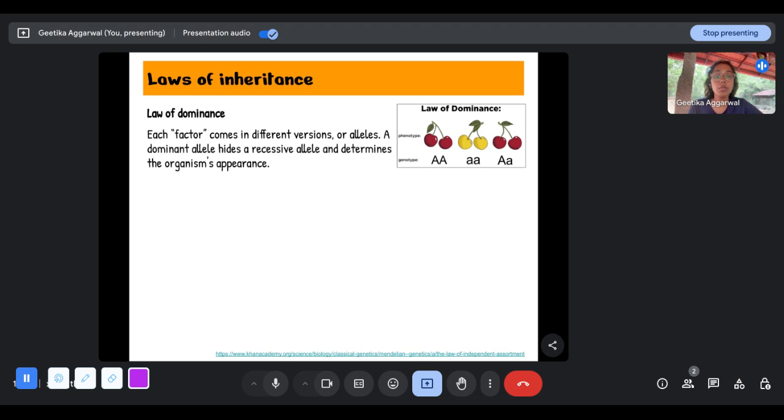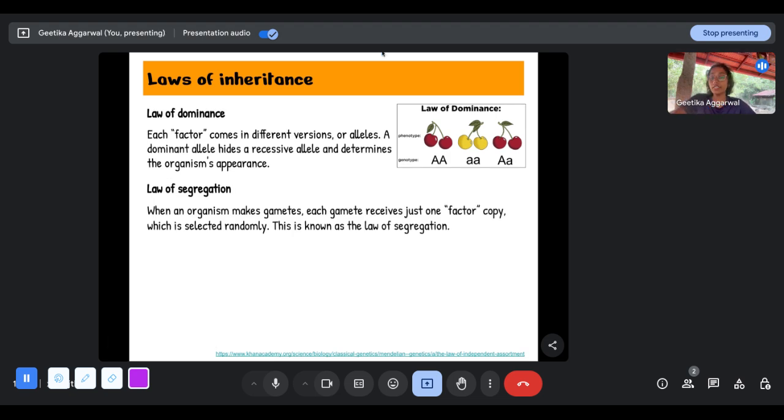First comes the law of dominance, which is the very basic law, in which we say that each factor comes in different versions, or has different alleles, and a dominant allele is one that can hide the recessive allele, and it determines the organism's appearance. That is why in the filial 1, or F1, generation, the dominant allele always completely overshadowed the recessive allele. If you cross a tall plant with a short plant, you always got tall plants in the F1 generation because all of them had the dominant allele, capital T. The short allele could not do anything about the organism's appearance because all the pea plants were tall. It's the tall allele, the dominant allele, that determined the organism's appearance.